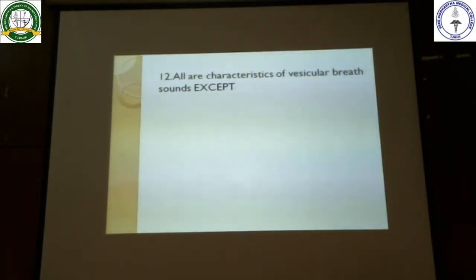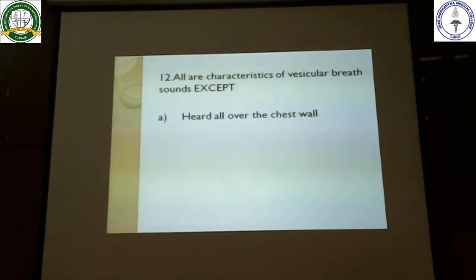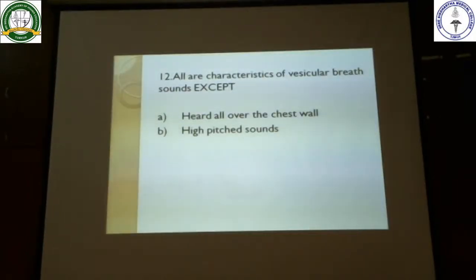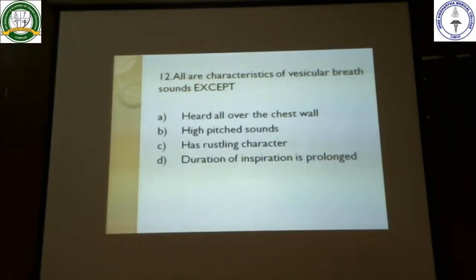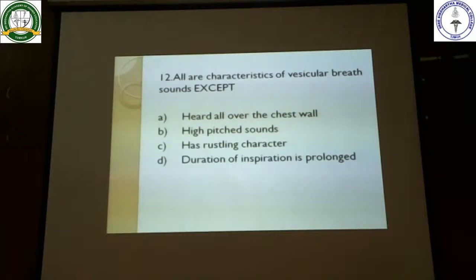The sound in the trachea is filtered by the lung tissue and becomes a low pitch rustling sound. The characteristic features of vesicular breath sound: you can hear it all over the chest wall, inspiration is longer than expiration, there is no gap between inspiration and expiration, and it is low pitched compared to bronchial breath sound. The options are heard all over the chest wall, high pitch sound, rustling character, prolonged inspiration. So all are characteristic features except high pitch sound; it is a low pitched sound.